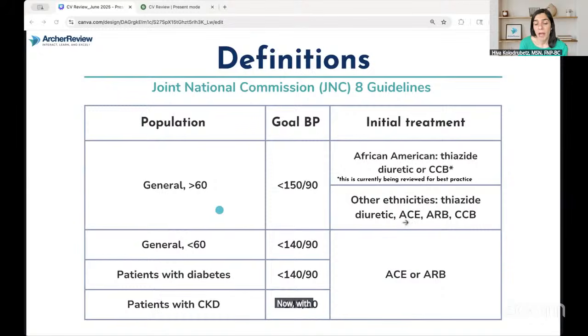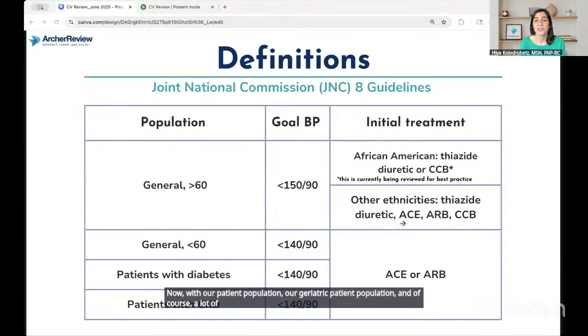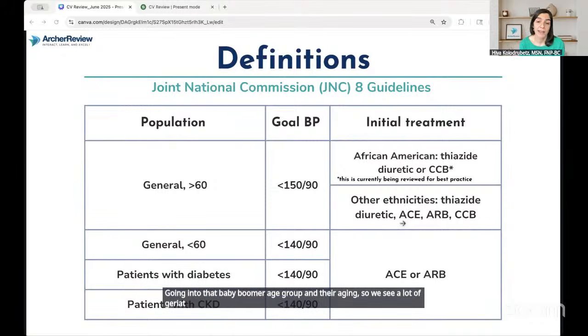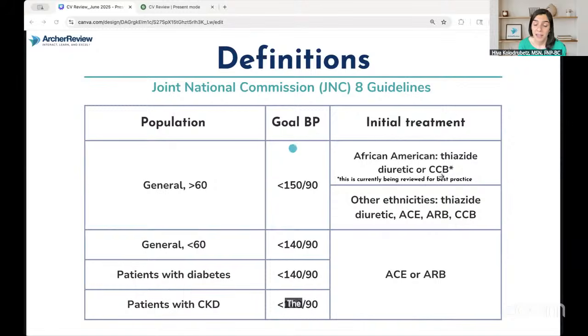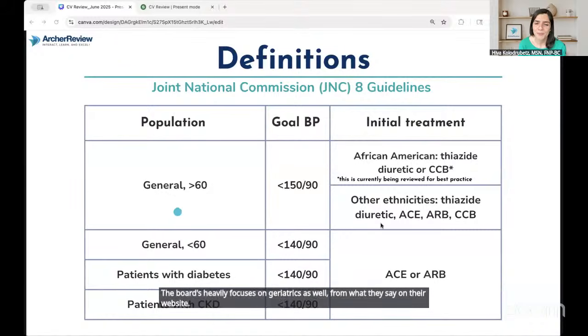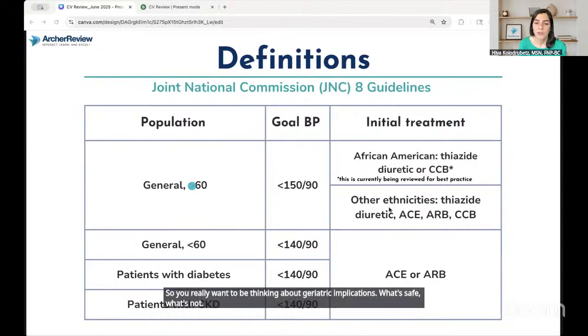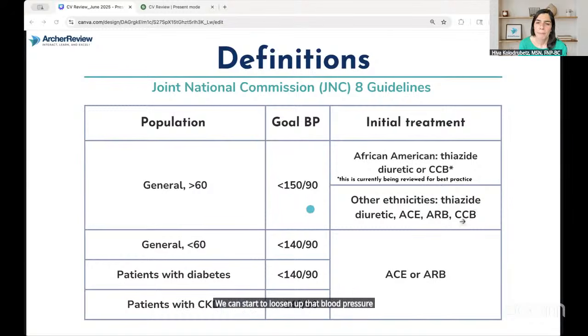Now, with our geriatric patient population, and of course, a lot of our patients are going into that baby boomer age group and they're aging, so we see a lot of geriatrics in primary care now. The boards heavily focuses on geriatrics as well, from what they say on their website. So you really want to be thinking about geriatric implications, what's safe, what's not. In our geriatric patients who are over 60 and don't have diabetes or chronic kidney disease, we can start to loosen up that blood pressure goal a little bit.